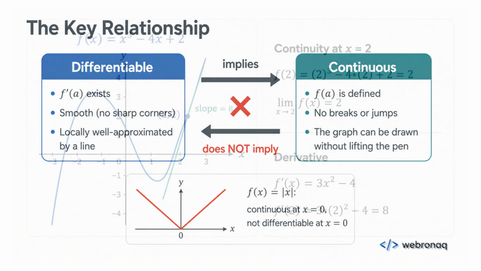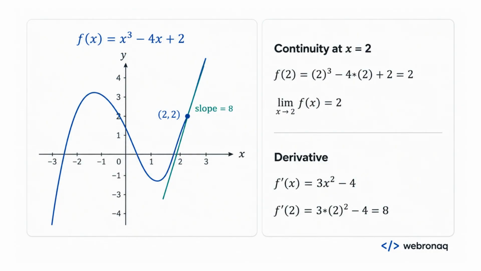On to a concrete example. Let us make this concrete. Take the polynomial f of x equals x cubed minus 4x plus 2. We want to verify continuity at x equals 2 and confirm it is differentiable there. For continuity, we check the three conditions. f of 2 equals 2 cubed minus 4 times 2 plus 2, which gives 8 minus 8 plus 2 equals 2. The limit as x approaches 2 also equals 2 by direct substitution, and it matches f of 2.